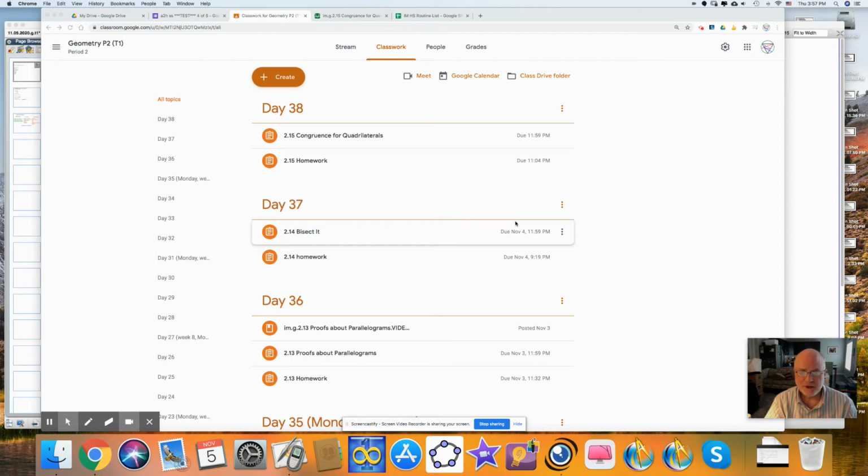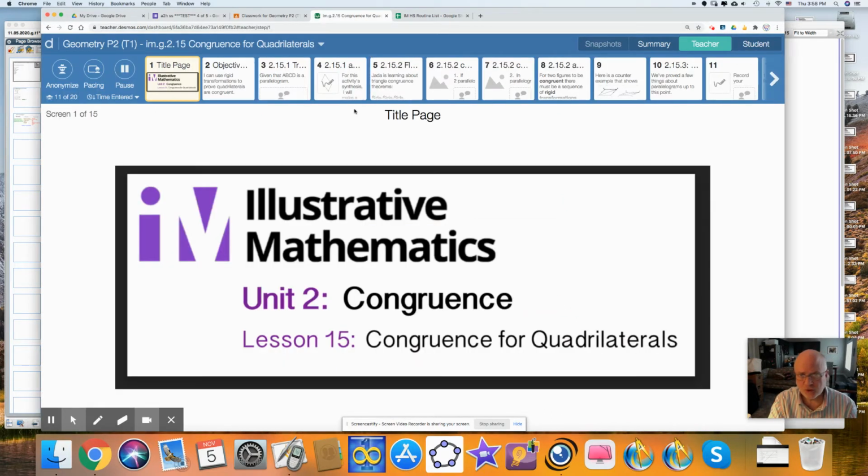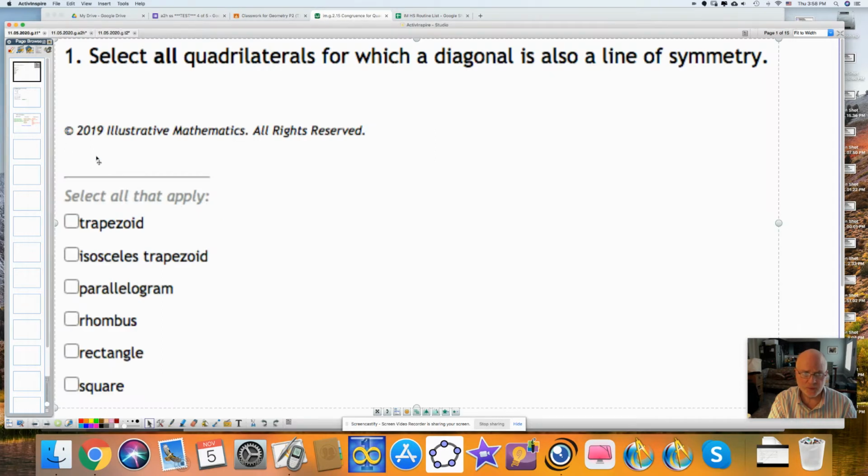Hi, I'm Mr. V, and I'm going to be talking about section 2 of the Illustrative Mathematics, congruence for quadrilaterals. If you went to your Google Classroom and logged in, you could find this Desmos activity. All of our activities today are on Desmos, except I'm going to go through a couple of homework problems from the previous night. Here's one.